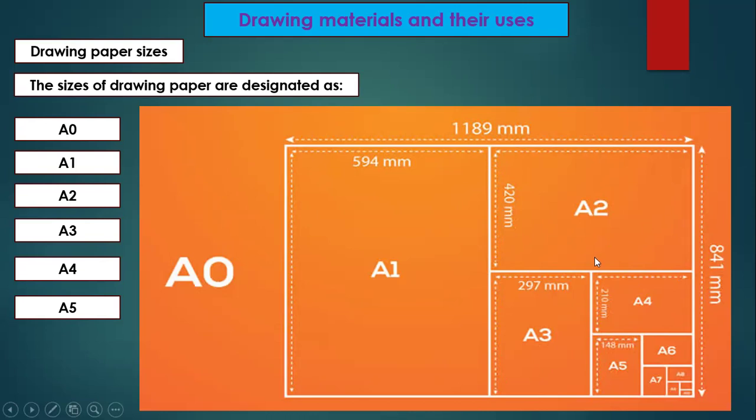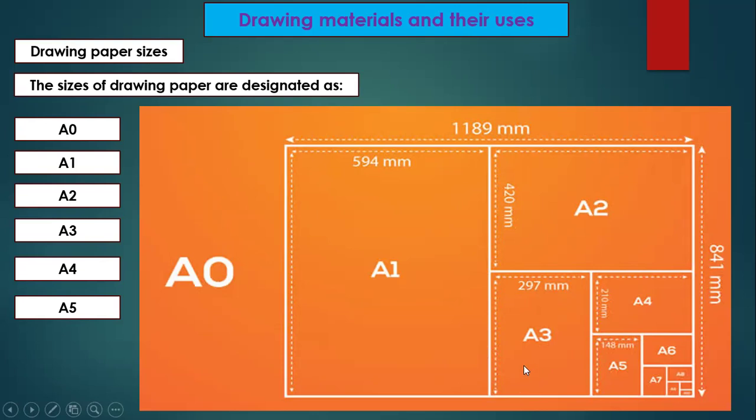Okay. Then if we are to get A3, what we do is that we divide A2 into 2 equal parts. We cut along the length. Then the width of A3 becomes 297 millimeters, while the length is 420 millimeters, as we have from here to here. So that's how we got A3.